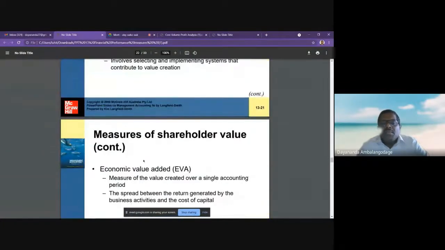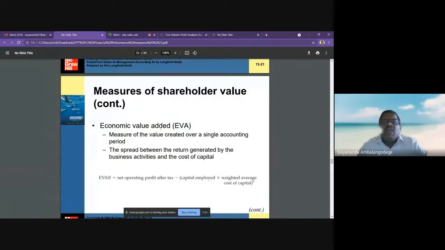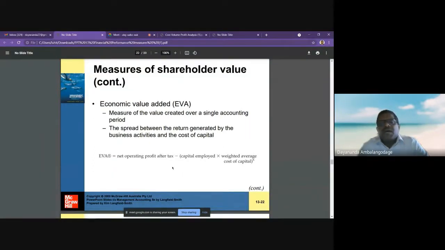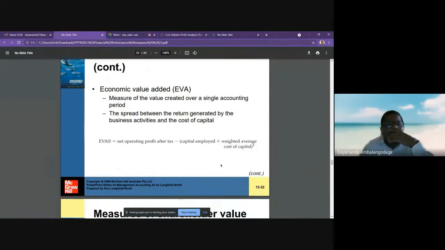When you're trying to measure shareholder value, the technique is economic value added. We use economic value added. It measures the value created over a single accounting period, the spread between the return generated by the business activities and the cost of capital. This is economic value added. How do you calculate economic value added? Net profit after tax, that is profit, capital employed, weighted average cost of capital.